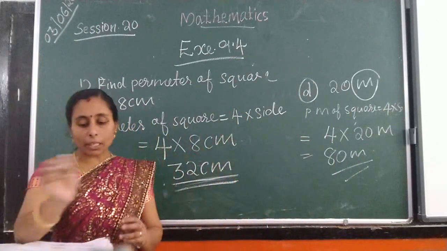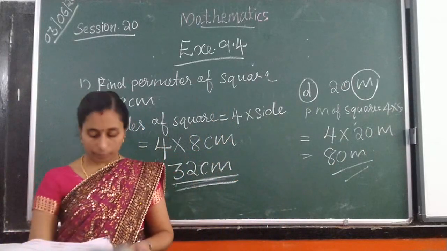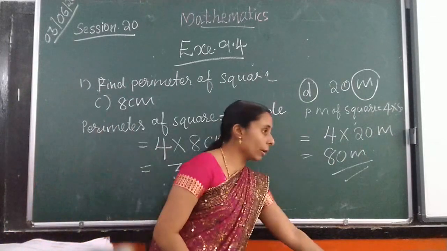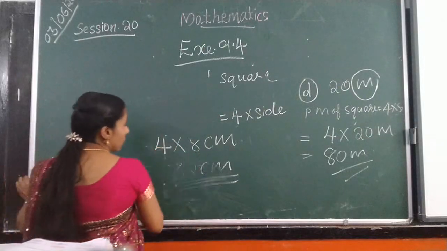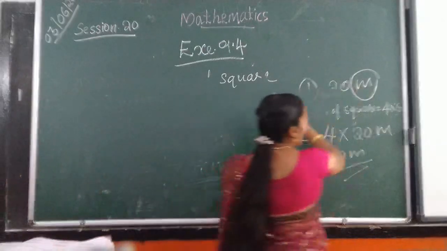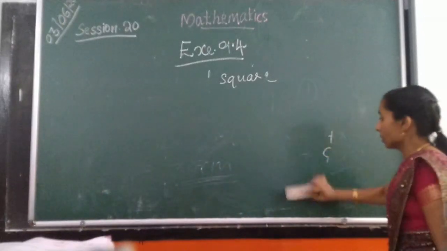Next one, find the perimeter of the following rectangle. In a rectangle, opposite sides are equal, and it also has a length and a width.